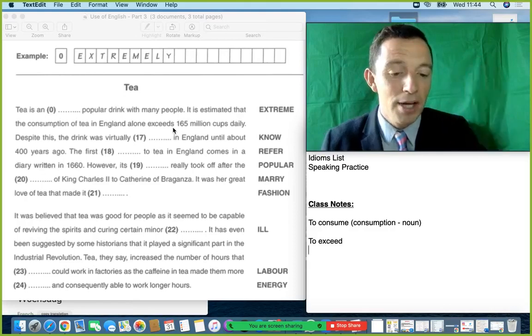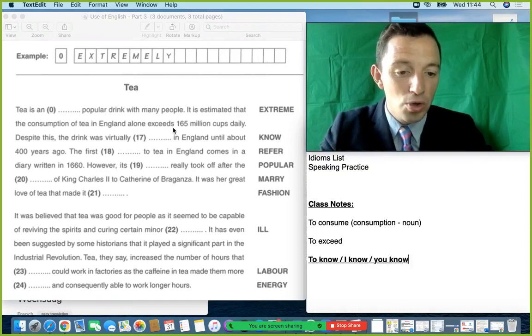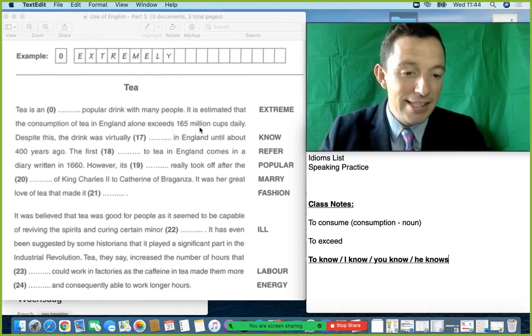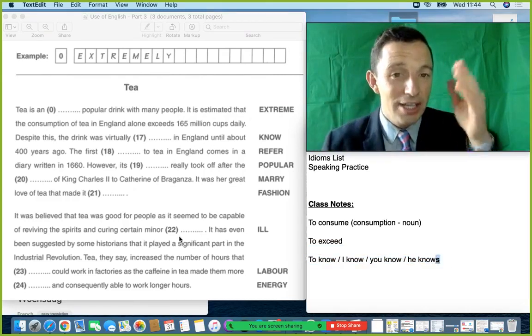That's very, very important because the verb to know, I know, you know, he knows. So the third person has the S. Very, very key and very, very important. Okay. The third person has the S generally in English in the present.